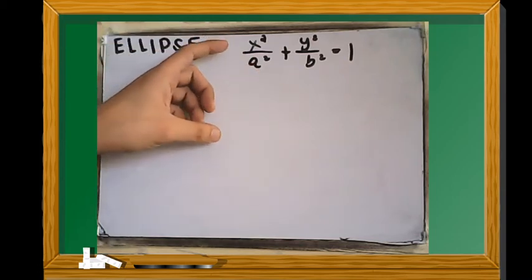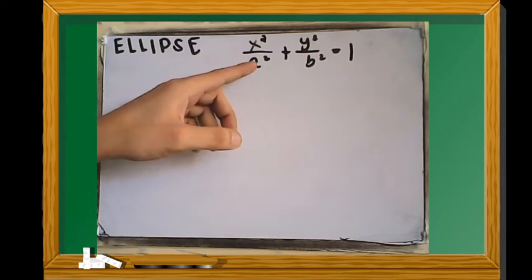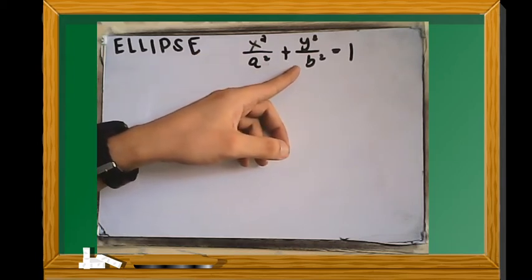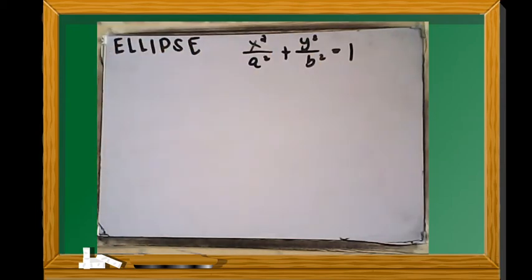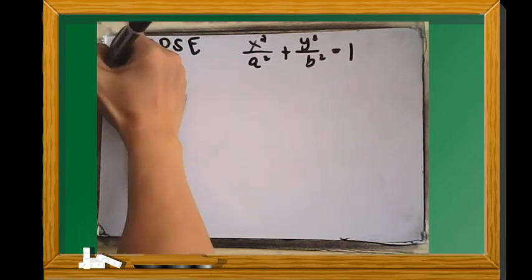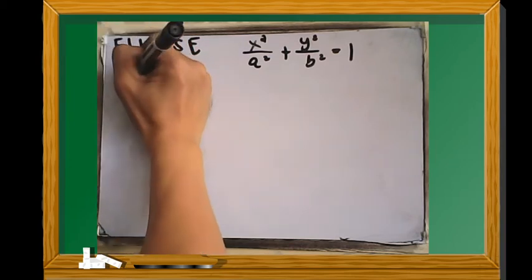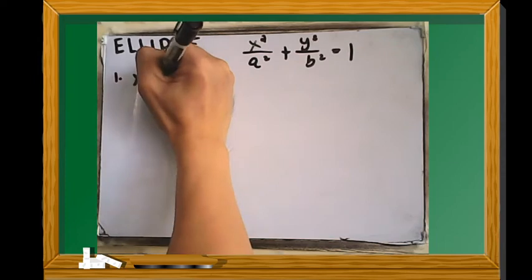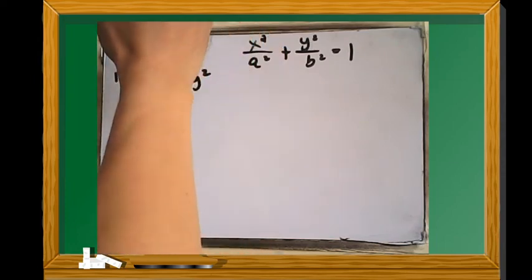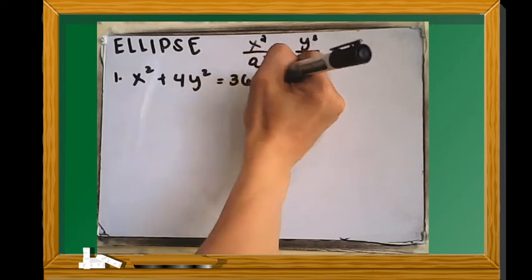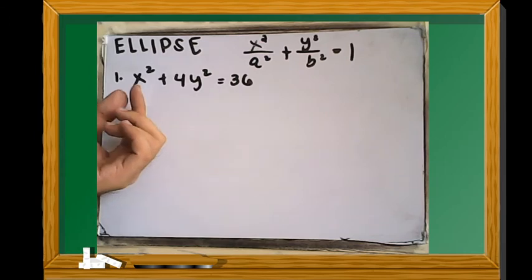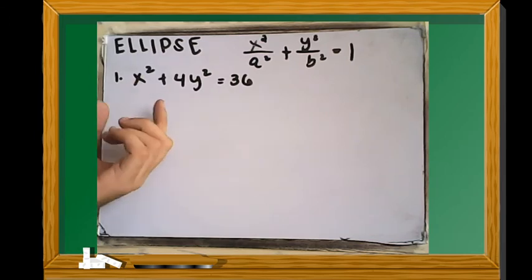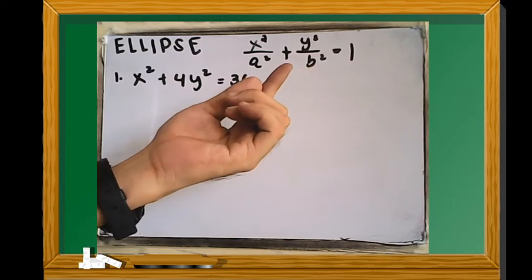X squared over a squared plus y squared over b squared equals 1. Let's have an example. If the given equation is x squared plus 4y squared equals 36, to identify a and b, we have to translate it to the standard form of the equation of an ellipse.